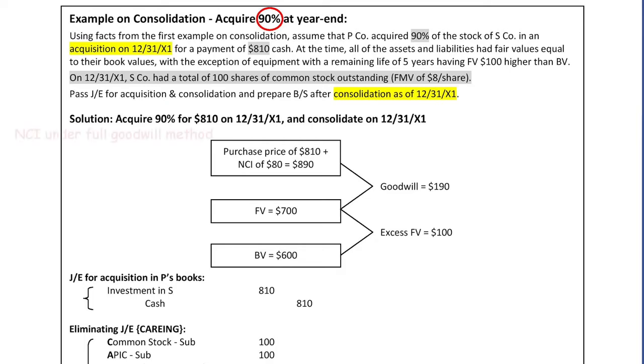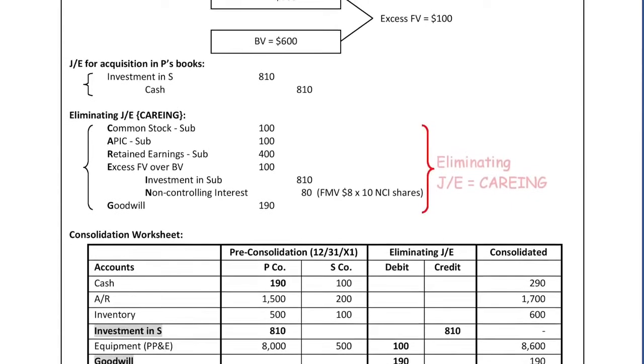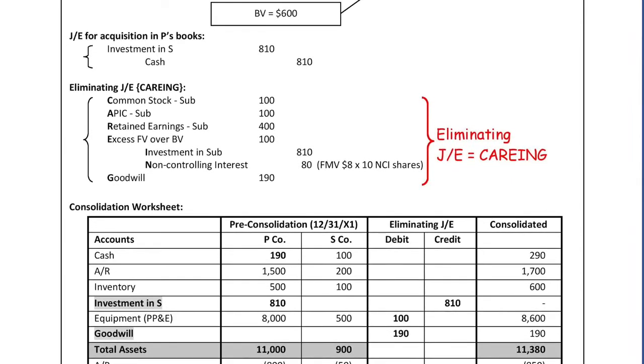So right, NCI under full goodwill method, that equals $8 fair market value into 10 NCI shares, and that calculates to right equals $80. So the number for non-controlling interest on the journal entry carrying would be $80. So with that, we are looking at an eliminating journal entry. So draw a bracket and write eliminating journal entry equals carrying, C-A-R-E-I-N-G.